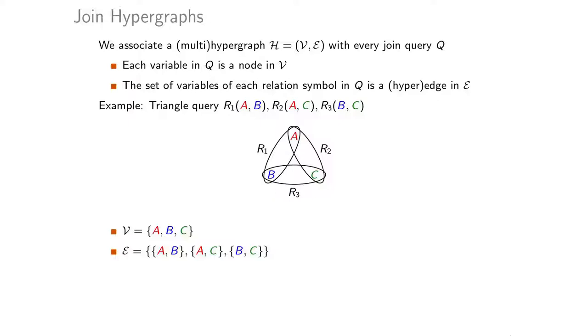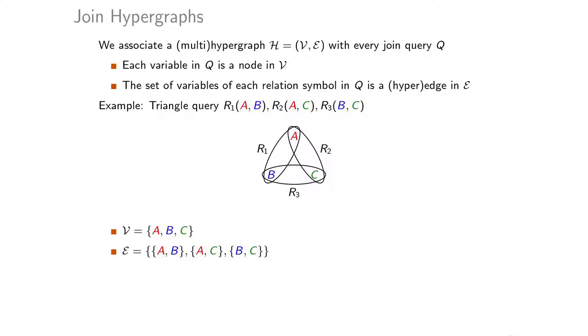For instance, if we take our triangle query, our variables will be A, B, C. So these are the nodes. And now the hyperedges will be: we have a hyperedge here which goes over A, B, which we can also give a name, R1. Then AC is R2, and this one here, BC, is R3. So we write it like this. The set of nodes is ABC. The set of hyperedges, or edges, would be AB, the set AC, the set BC.